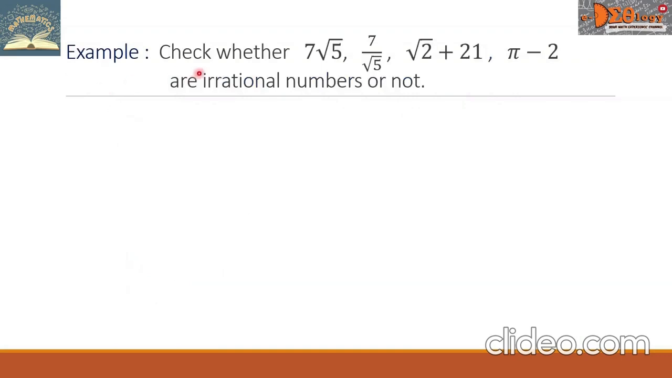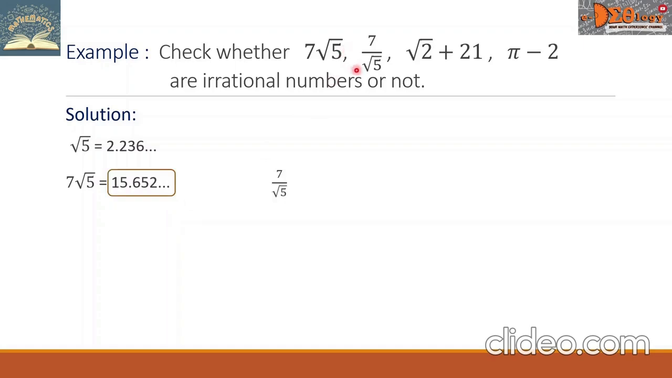See this example? Check whether 7 square root of 5, 7 over square root of 5, square root of 2 plus 21, pi minus 2 are irrational numbers or not. Let's begin with the first, the 7 square root of 5. Before that, let us define the square root of 5 value. We know that this is equal to 2.236 and so on. Now, we multiply this value by 7. So, we have here the 7 square root of 5. So we will have 15.652 and so on.